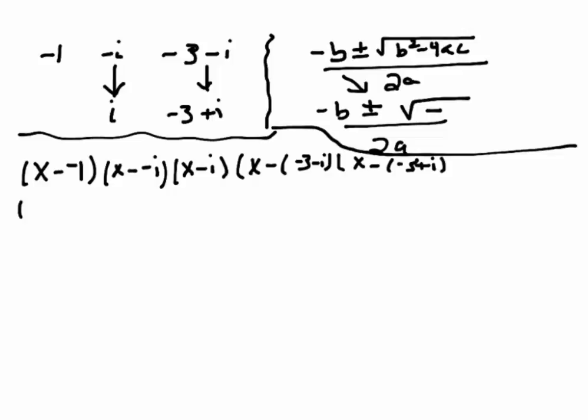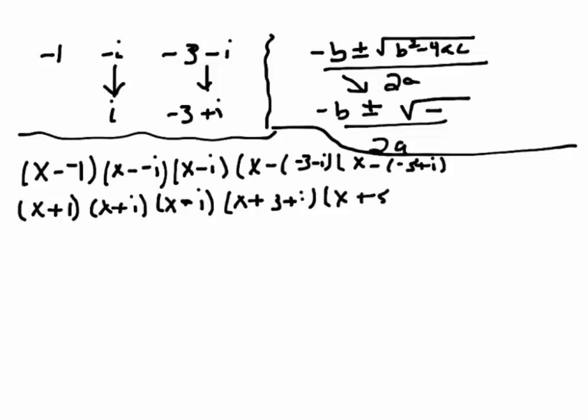All right, so let's simplify this. This would just be x plus 1. This would be x plus i. That would be x minus i. And then this would be x plus 3 plus i, if you distribute that subtraction sign like it's a negative, and then x plus 3 minus i. Okay, now the bad news is we have to multiply all this out.